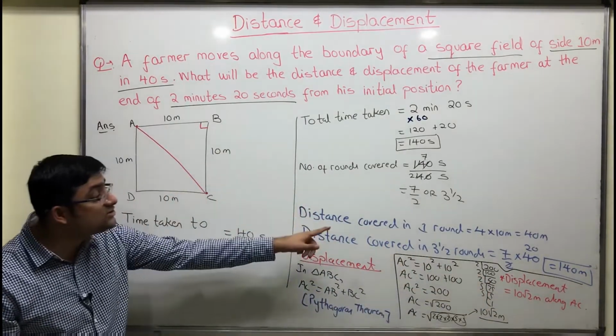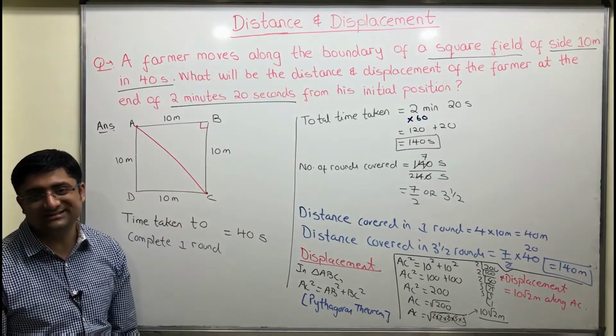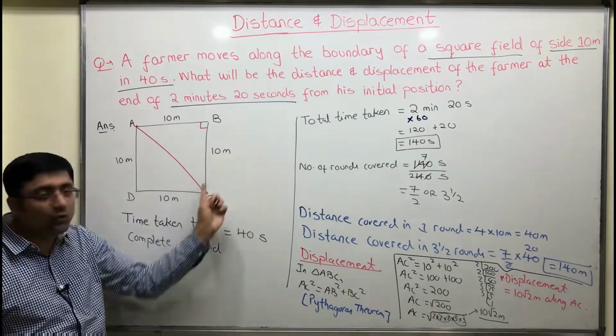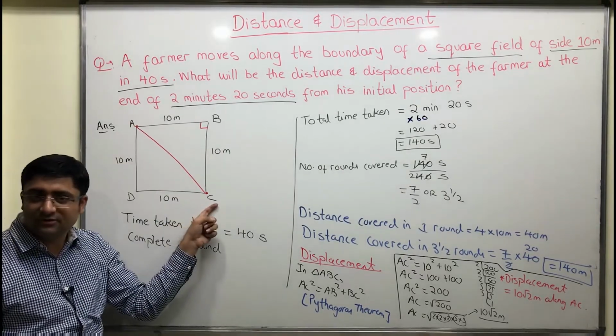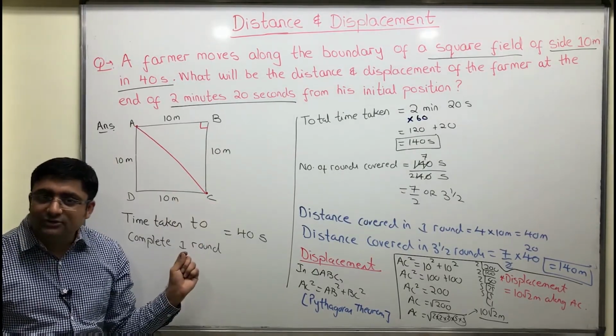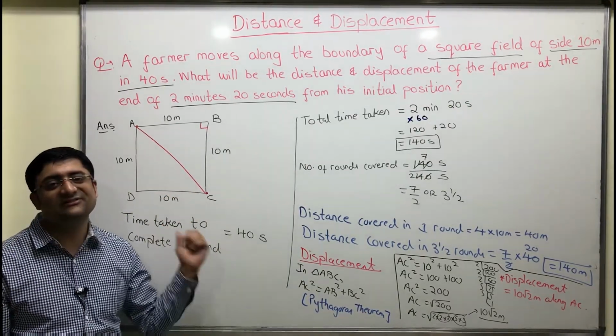So distance is 140 meters, but displacement is only 10 root 2 meters. So remember guys, distance is the total path traveled. Displacement is the shortest path between initial and final position. So just locate the initial and final position, join them, this straight line is displacement. So this is how you solve this question.